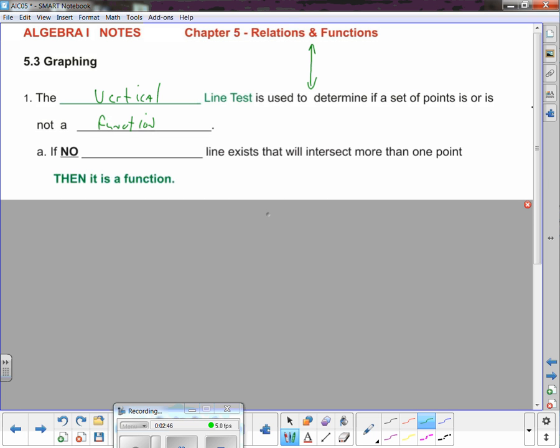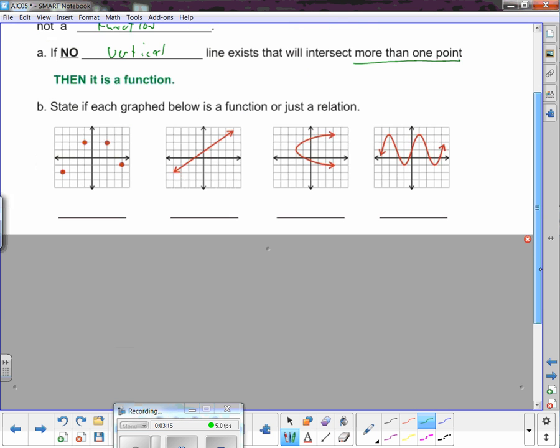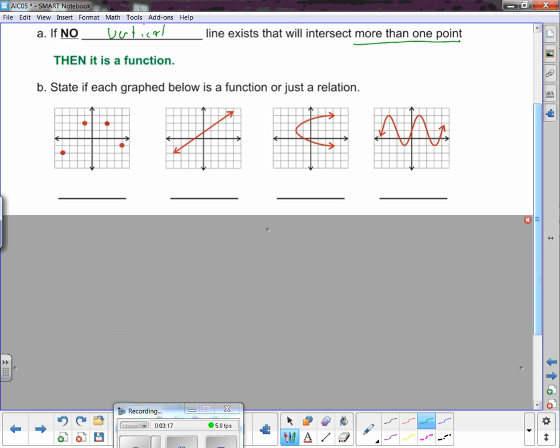It's pretty simplistic. If no vertical line exists that will intersect, and here's the key, more than one point, if no vertical line exists that will intersect more than one point, then it's a function. I'll explain a little bit more in a minute and try to tie into what we were talking about yesterday. So look at B here.